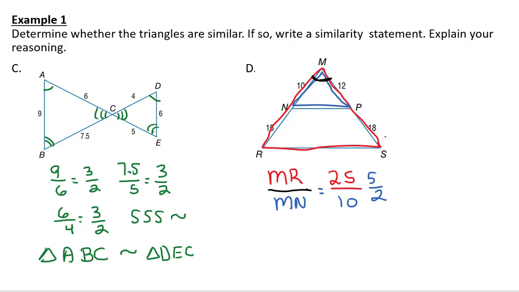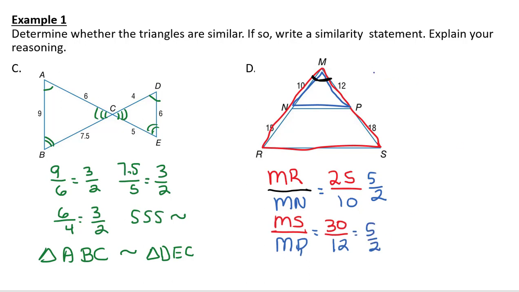I need to see if this other side, this MS, is going to be proportional to MP. So I start plugging in. MS is 30. So 30 over 12. That also simplifies to 5 halves.